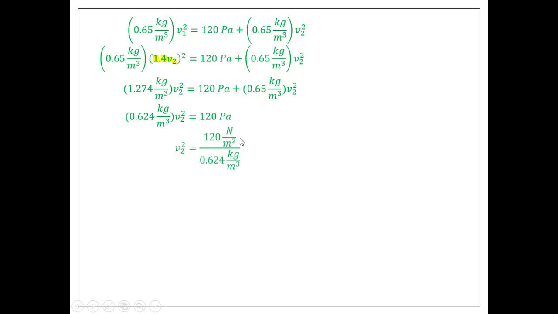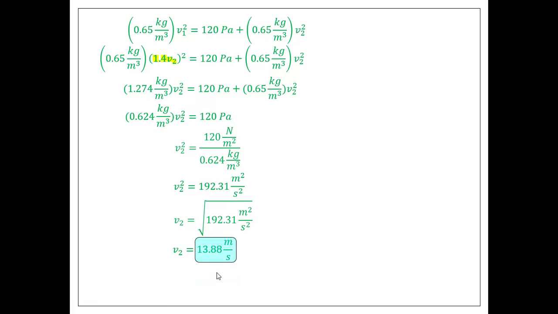Units will naturally cancel out because Pascal is a measurement of pressure, which is newtons per area, area in this case being meters squared. Alright, so if you clean that up a little bit, 120 divided by 0.624, you'll get 192.31. And then this is V squared though. The question asks for the speed in the larger cross-section area, which is V2. So let's square root this to get rid of the square term. Square rooting 192.31 will give you about 13.88 meters per second.